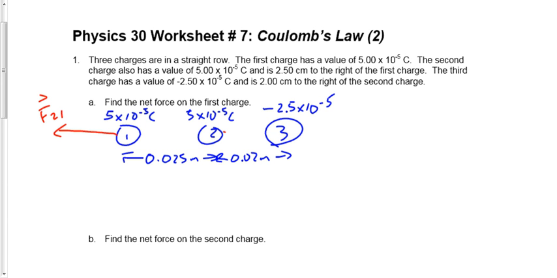Now, we calculated the force of 1 on 2 already. It's going to be the same value, right? F21 has a value of 3.596 times 10 to the 4 newtons.